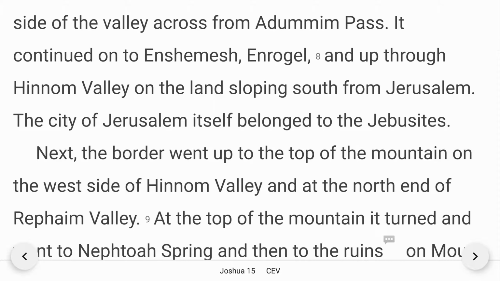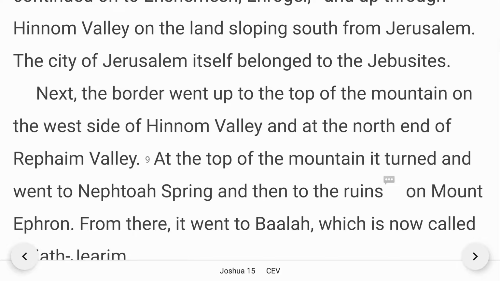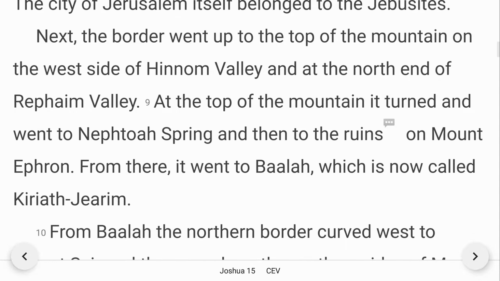The city of Jerusalem itself belonged to the Jebusites. Next, the border went up the top of the mountain on the west side of Hinnom Valley and at the north end of Rephaim Valley. At the top of the mountain, it turned and went to Neptoah, spring, and then to the ruin of Mountain Ephron.